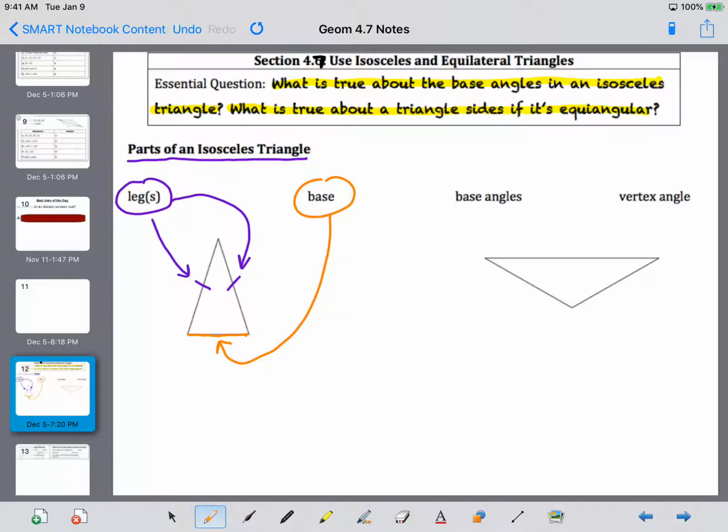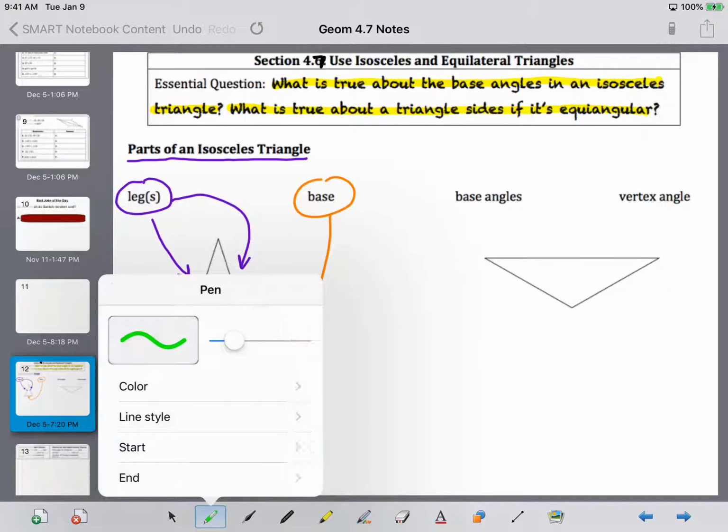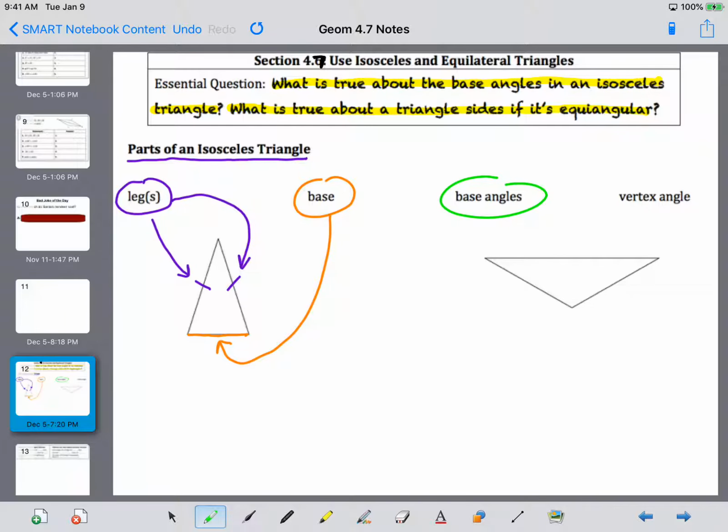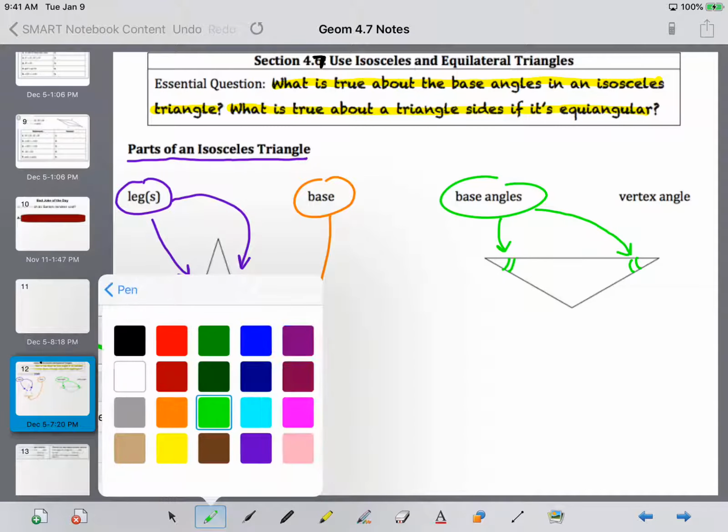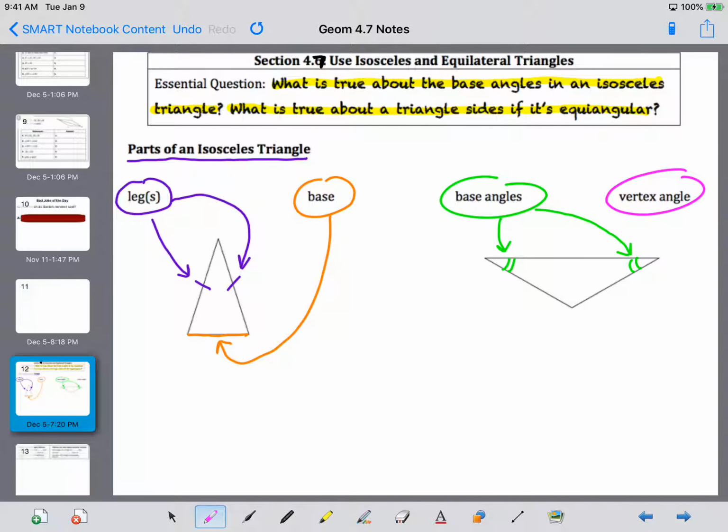All right, and then there's names for the angles as well. The base angles would be the two angles that are congruent. So for example, this angle here and this angle here. And lastly, the vertex angle is the one that is not congruent to the other two.